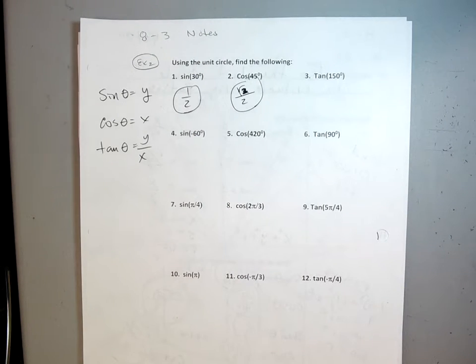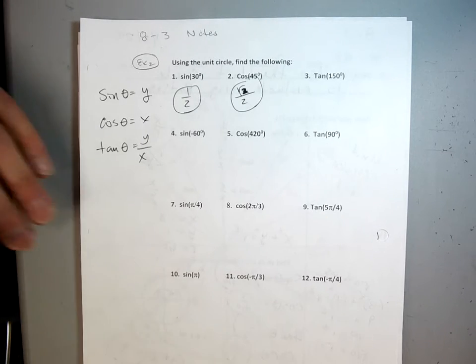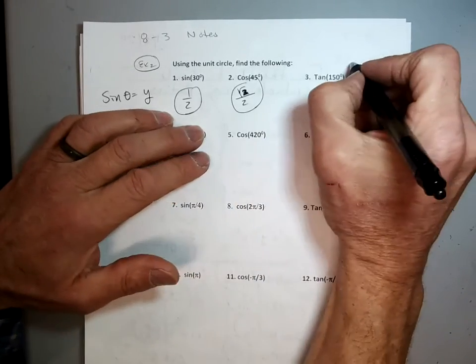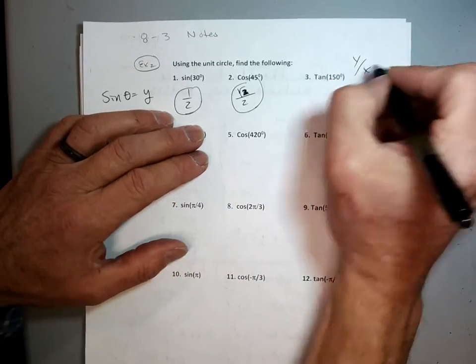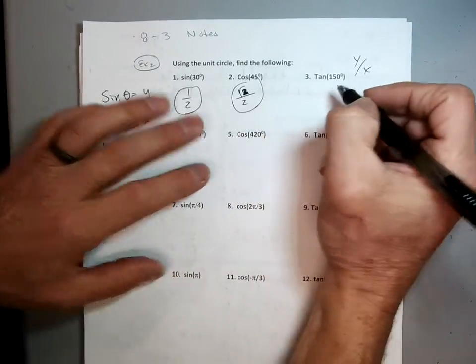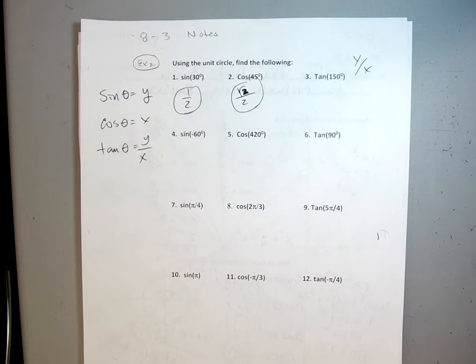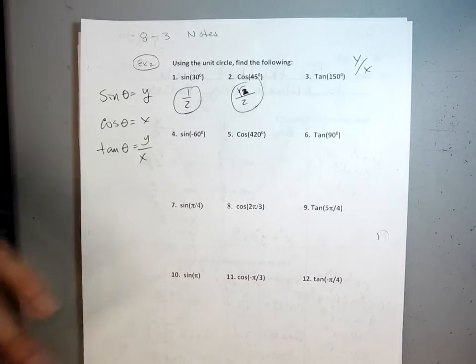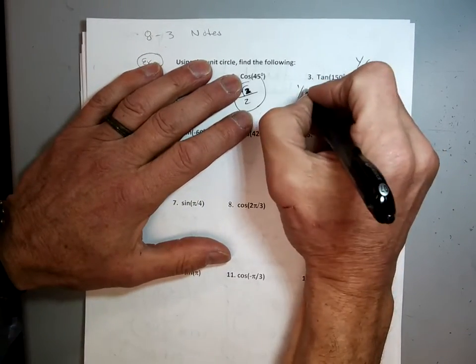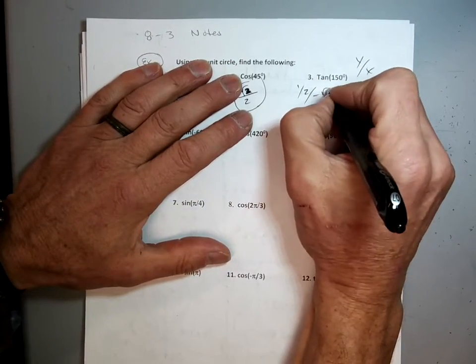Tangent of 150, okay? So check it out. Tangent of 150. It's the y over the x, right? Now you need to watch this. It is going to be y over x, which is right here. So 1/2 over a negative square root of 3 over 2.